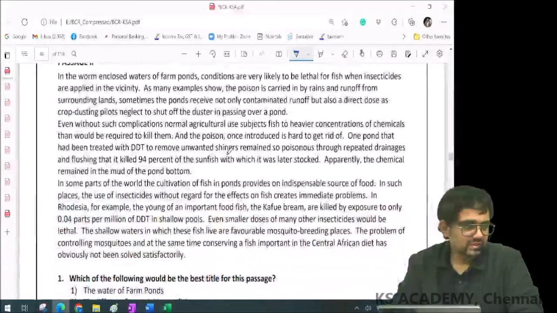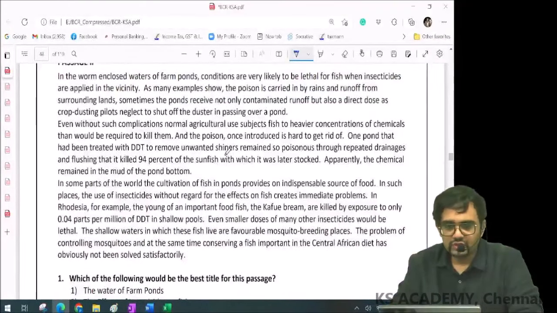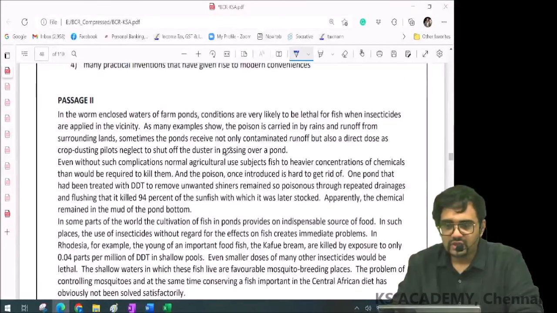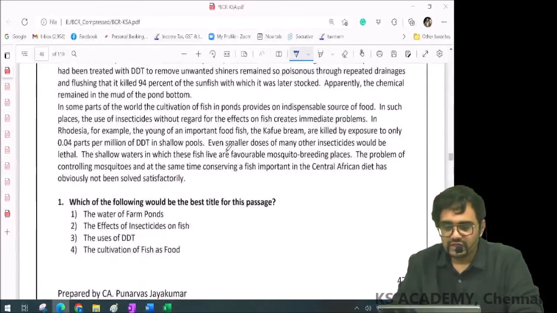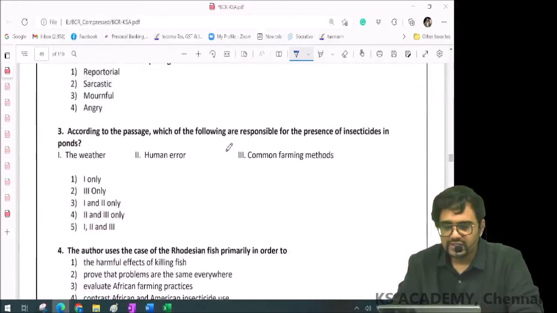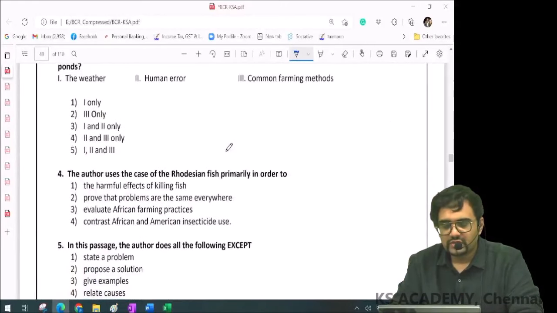You leave passage number 1, it's okay. Check passage number 2. Passage number 2 is what? In the warm enclosed waters of farm ponds. First, what you need to do, try to see the questions. So in the questions, they can ask you the tone of the author also. What is the tone of the author? Is he being very angry? Is he being sarcastic? What do you mean by sarcasm?